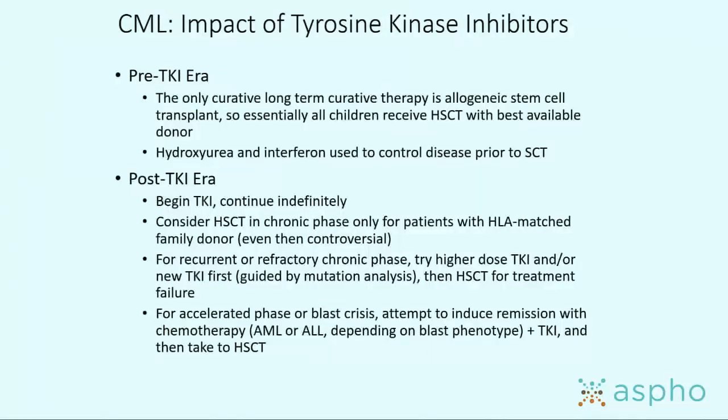So before imatinib and other TKIs were developed for CML, the only curative long-term therapy was transplant. So essentially, all children received transplant with the best available donor. Hydroxyurea and interferon were what were used primarily to control disease prior to transplant. Everything changed with the introduction of tyrosine kinase inhibitors. What we now do is start a TKI and continue maybe indefinitely.